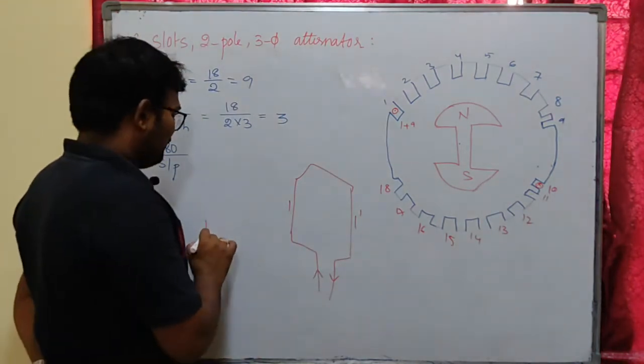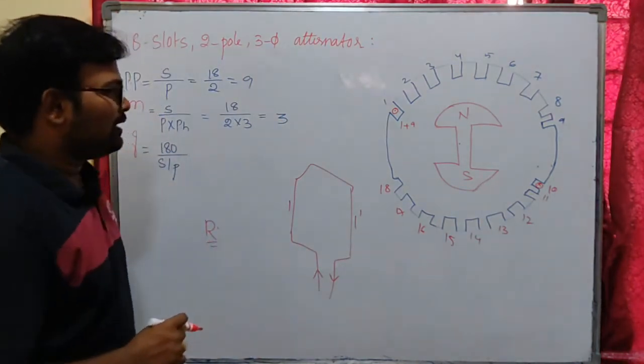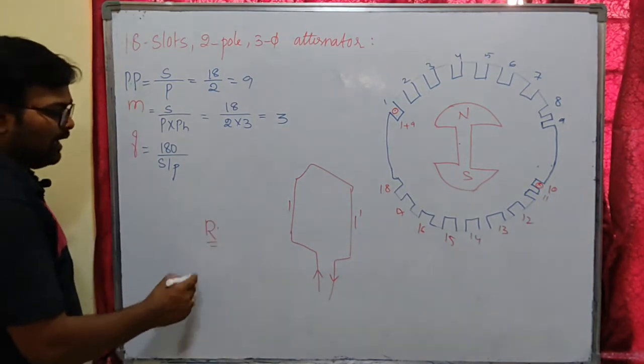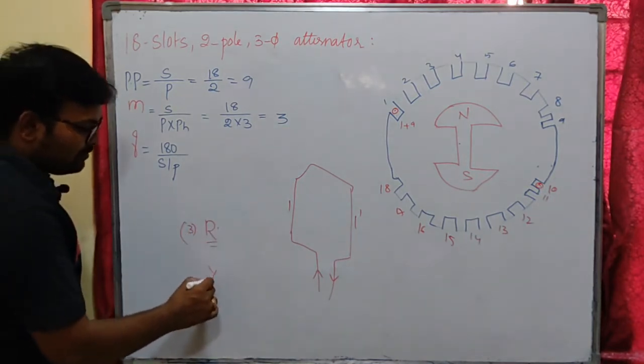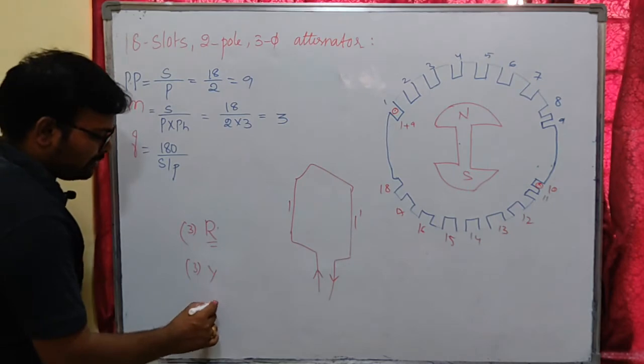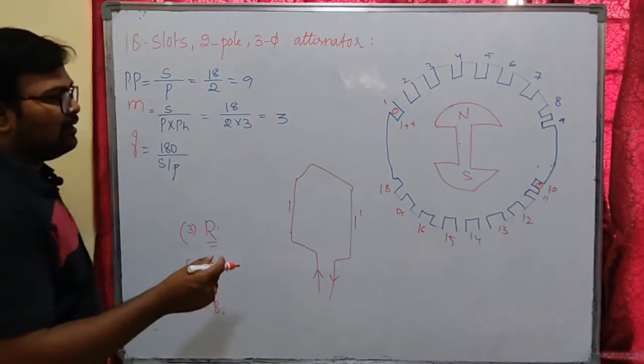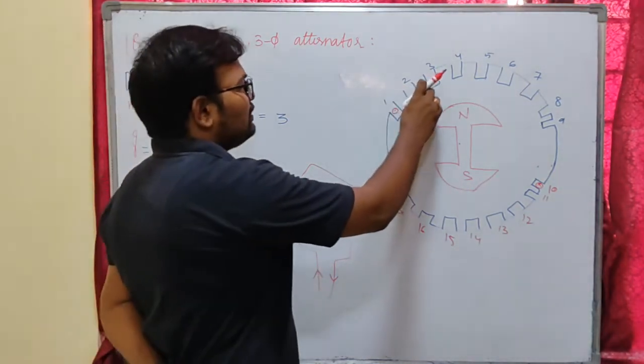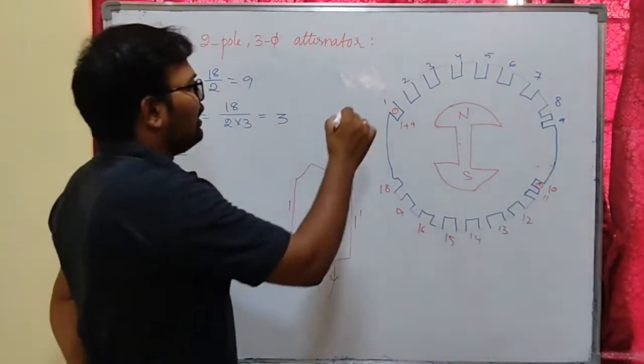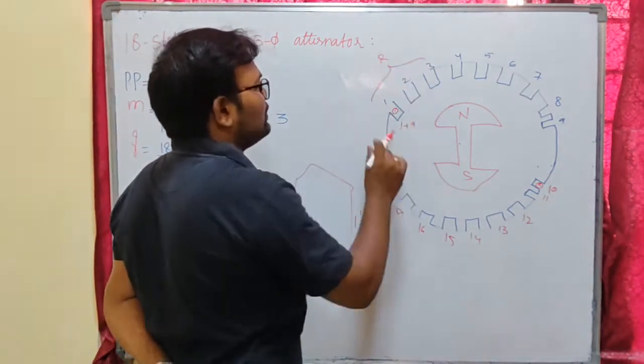Let me consider it is the R phase. I am going to place the R phase winding. Here I have 3 slots for each phase. I have 3 slots for R phase, 3 slots for Y phase and 3 slots for B phase, so that I can keep 3 coils in 3 slots. This is my R phase winding.